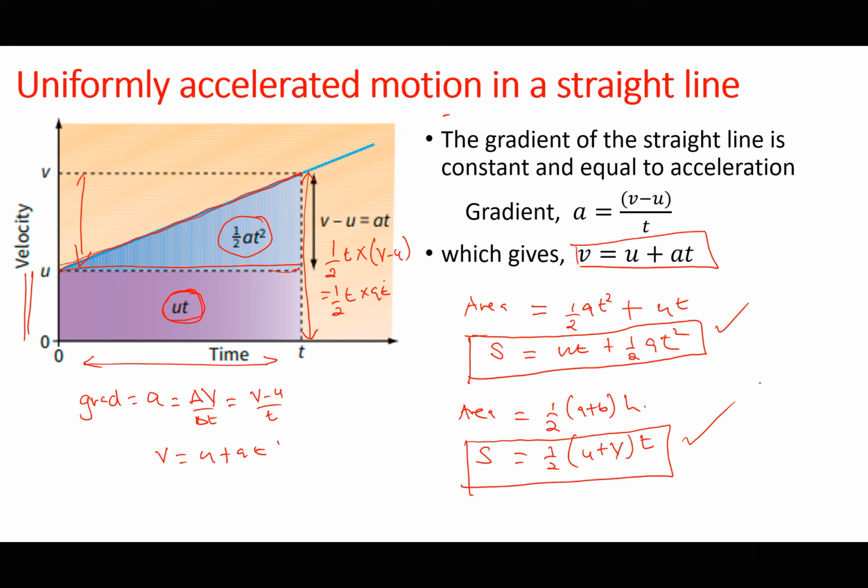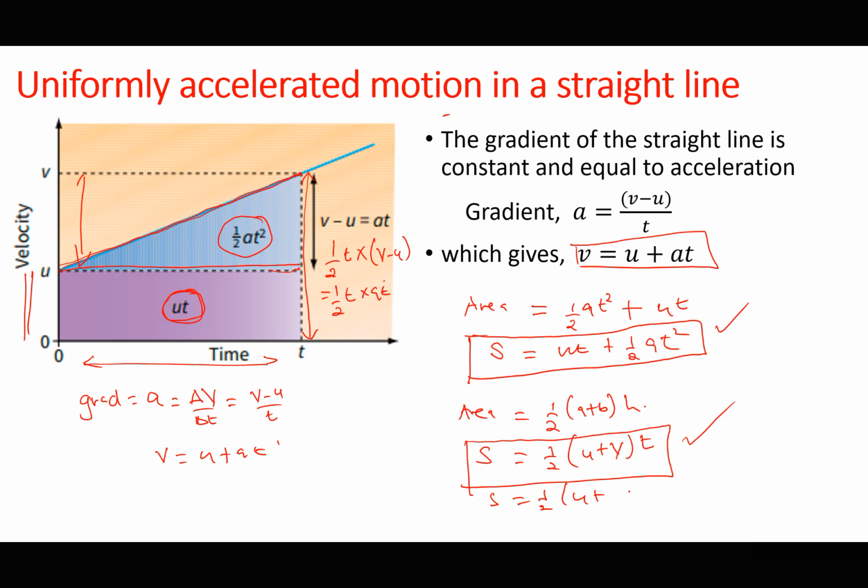Area under the graph, if you take it as a trapezium. Someone may be asking, how does a half into u plus v t become ut plus a half at squared? Of course, you just use the first equation and remove a v. If v is equal to u plus at, s would be equal to a half into u.